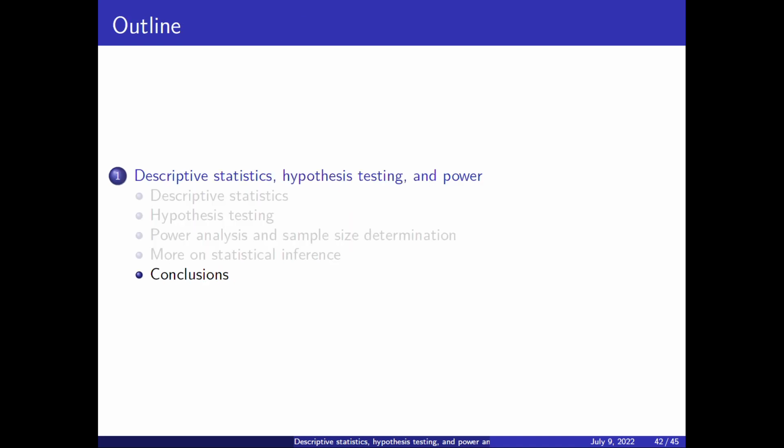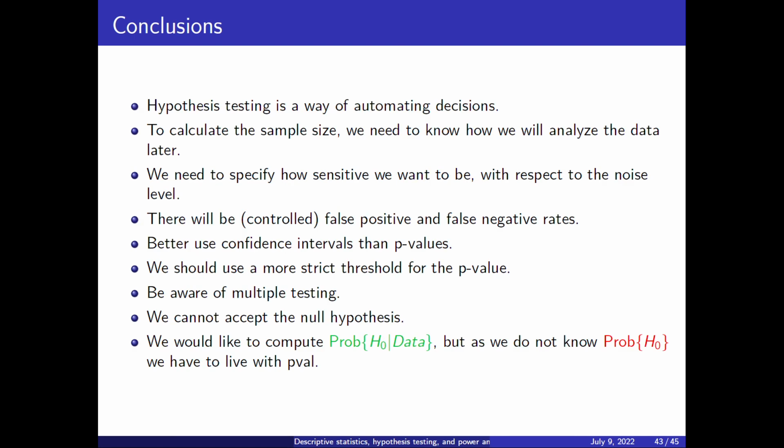And okay, so with this we conclude. So hypothesis testing is a way of automating decisions. To calculate the sample size, we need to know how you will analyze your data. And once you know how you will analyze your data, you will have formulas to calculate the sample size. And when designing your experiment, you have to specify how sensitive you want to be. What is the size of the tool that you want to find in your basement? And how organized your basement is.